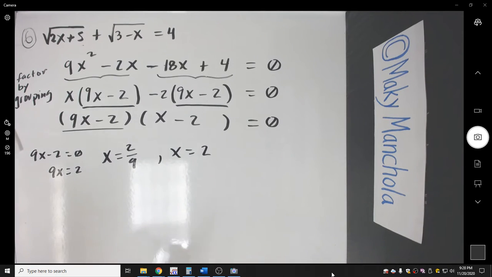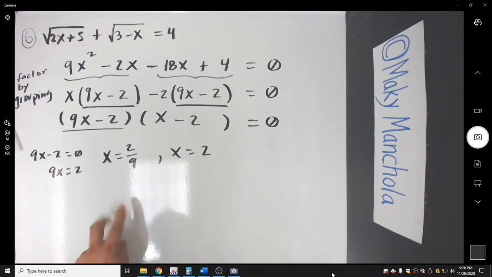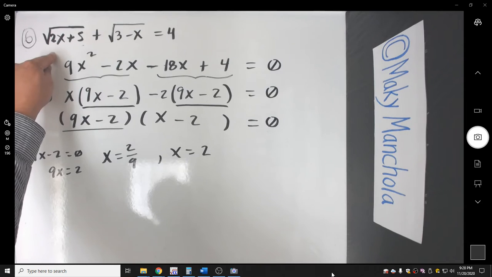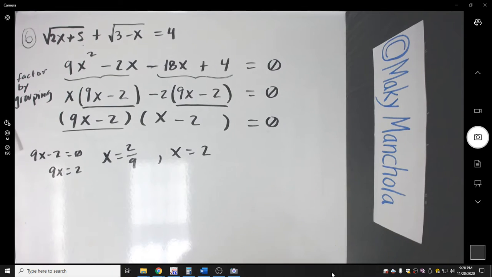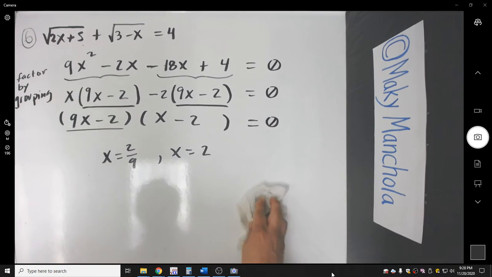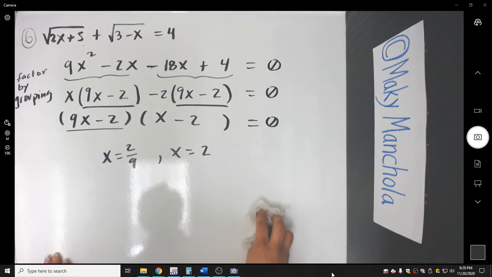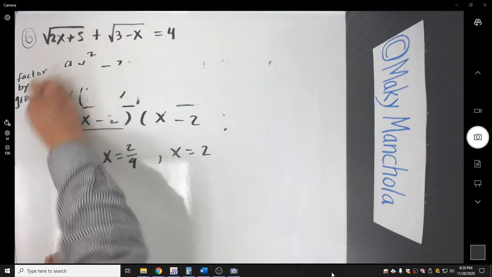Okay, now we need to check. We need to take each of these values, plug them into the original equation to see if they satisfy the original equation. Let's try x equals 2 over 9. It's going to be a little bit tedious because that is a fraction, but patience and care should let us do fine. So let's check x equals 2 over 9. I'm checking that against the original equation. So I'm going to get rid of everything else.